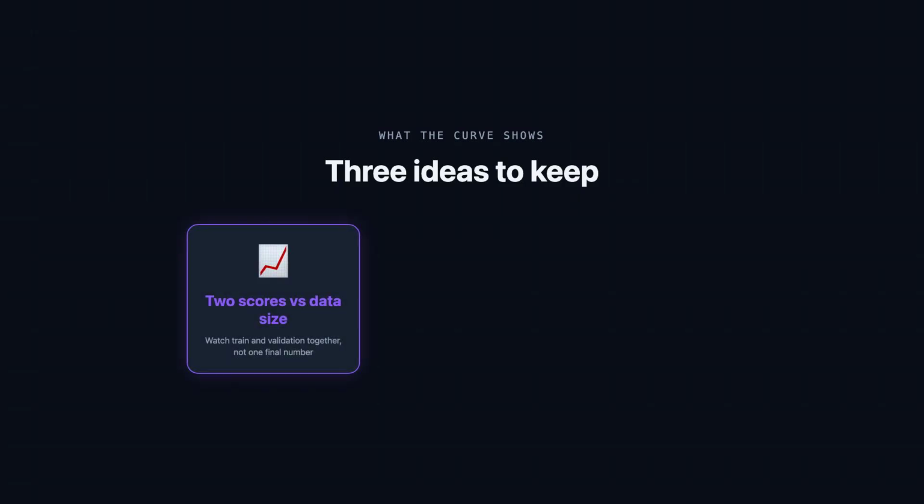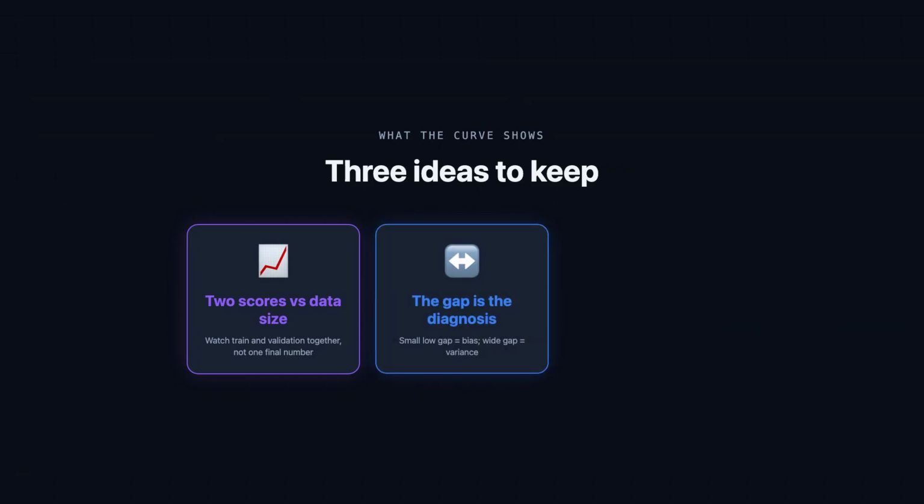Let's distill this into 3 ideas worth holding on to. Plot the training and validation scores against dataset size. Watching both lines together, rather than a single final number, is what makes the whole diagnostic possible in the first place. Read the gap between the two lines. A small gap at a low score reveals bias, while a large gap with strong training but weak validation reveals variance. The distance between the curves is the diagnosis.